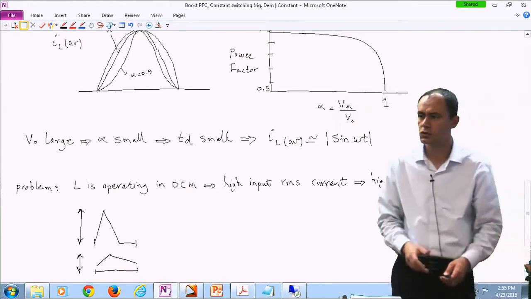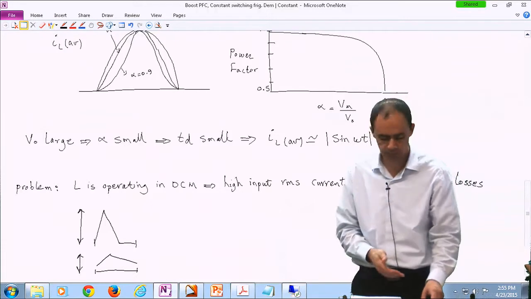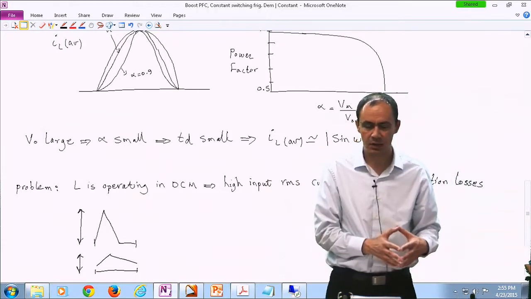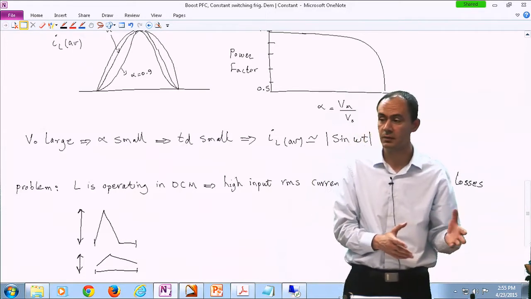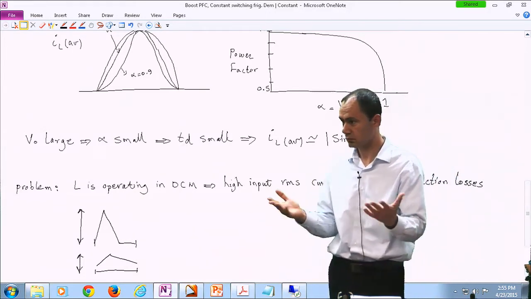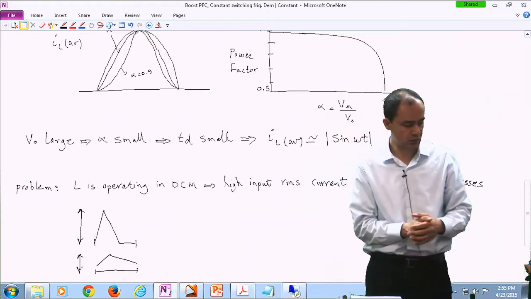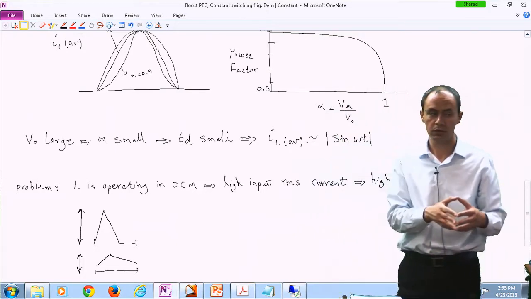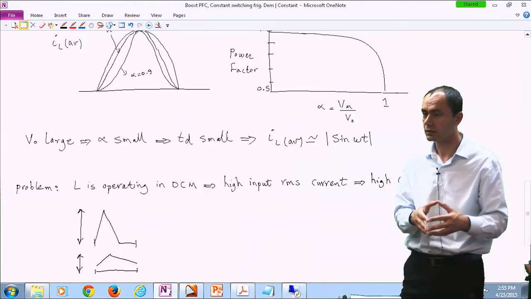Okay, so efficiency is going to suffer. So you may say, okay, I don't want this DCM, I want CCM. But once you go to CCM, all the logic that we talked about is not effective anymore. So you may want to say, okay, I want to avoid DCM as much as I can, or in other words, go to the critical conduction mode.